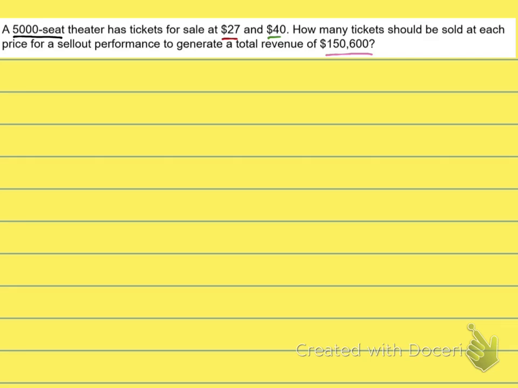So first thing we need to know, let's do our first equation. Our first equation is going to be how many seats do we have? And it's 5,000 seats. Let's assume that these are adults' tickets and children's tickets. Let's say that the children's tickets are cheaper and the adults' tickets are more expensive, just so I can have some letters to put on there. Well, we know if we take the number of children's tickets and we add the number of adults' tickets, we're going to get 5,000. So that's one of my equations right there.